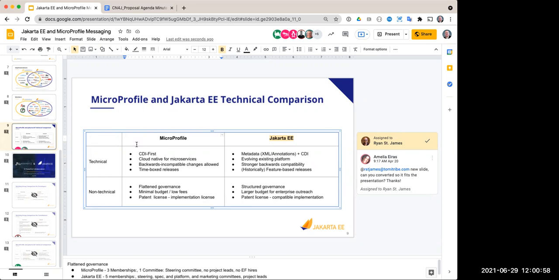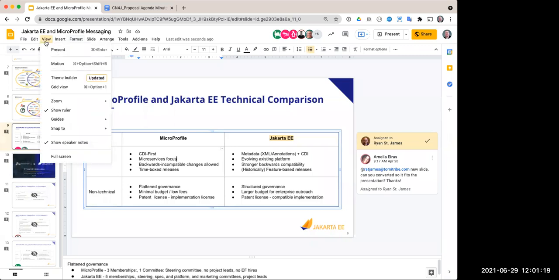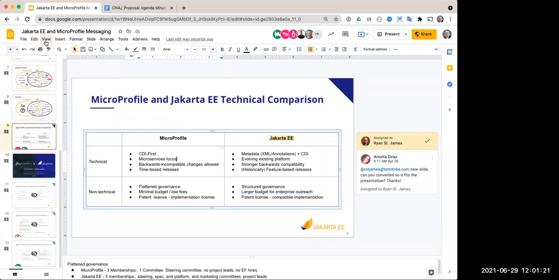So Kevin proposed microservices focused instead of cloud native for microservices, removing the suggestion that Jakarta EE is not cloud native. How's that sound? I can live with it. Music to my ears. Well, it feels like a good compromise then.